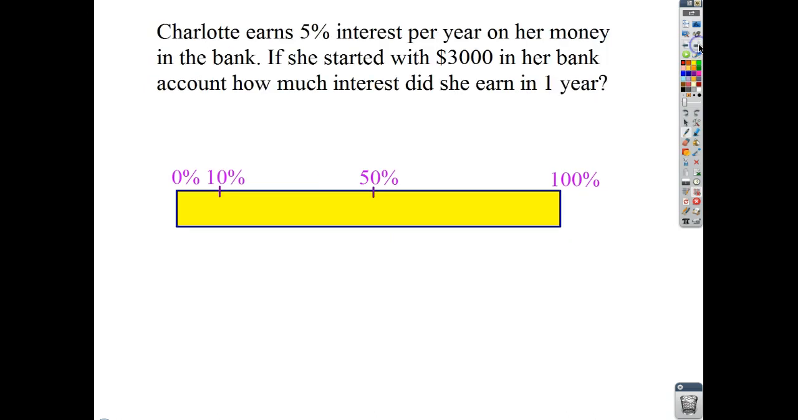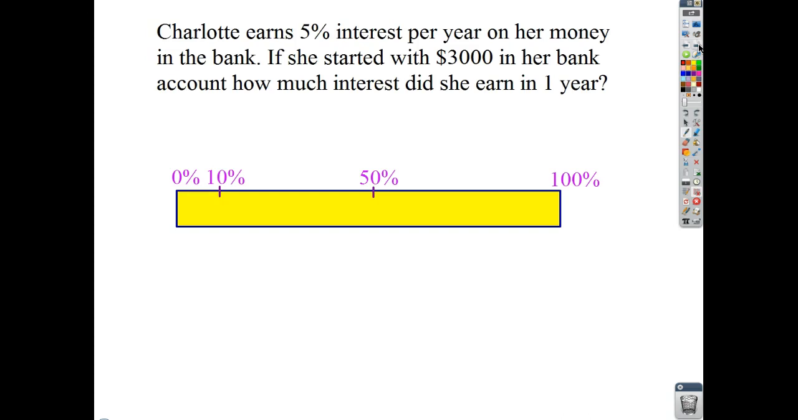Okay. Let's try another one here. Charlotte earns 5% interest per year on her money in the bank. If she started with $3,000 in her bank account, how much interest did she earn in 1 year? Okay, so this is what I want you to do, is I want you to try to figure out what are the different parts of this. What is the part? What is the whole? What is the percent? Go ahead.